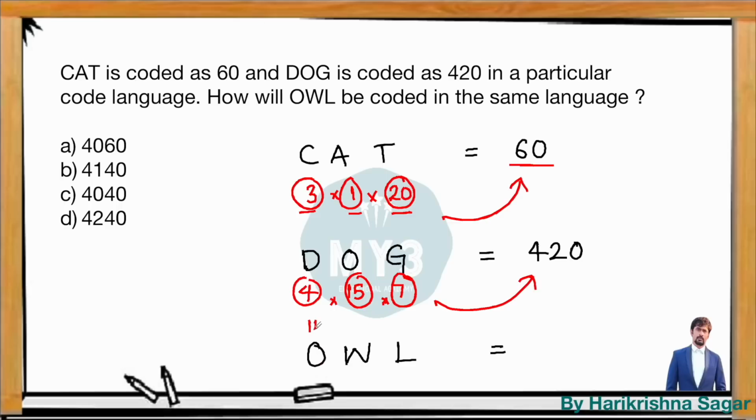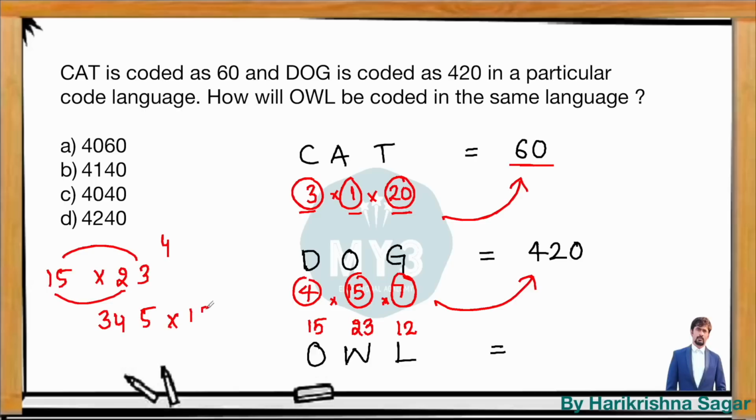In the similar fashion, OWL will be what? So O is 15th alphabet, W is 23rd alphabet, L is 12th alphabet. So your answer is just 15 into 23 into 12. So 15 into 3 is 45, 15 into 2 is 30 plus 4, 345. And again we have to multiply with 12. 12 into 5 is 60 and 12 into 4 is 48. 48 plus 6 is going to be 54. And again 12 3s are 36 plus this 4, 1. So answer is 4140 available as B, mark it as answer.